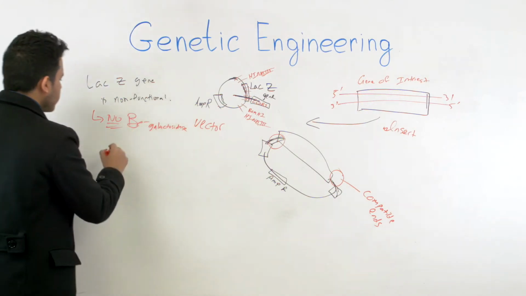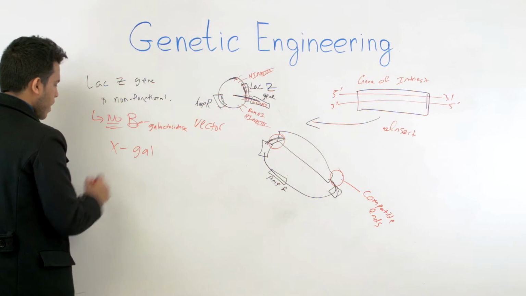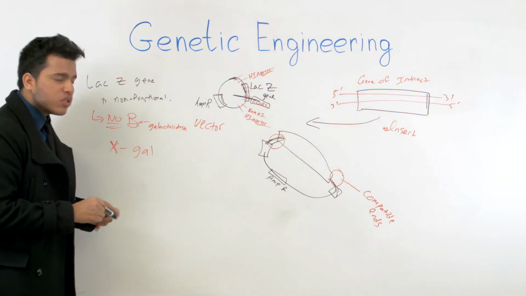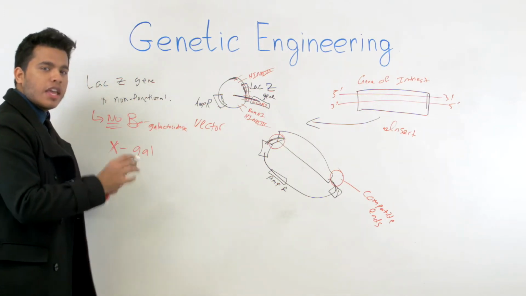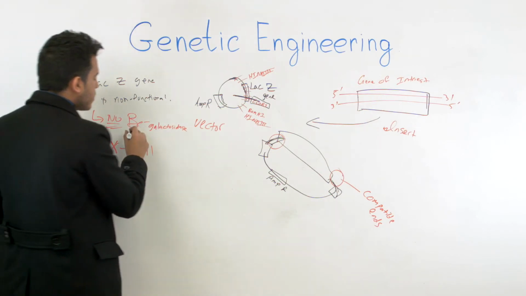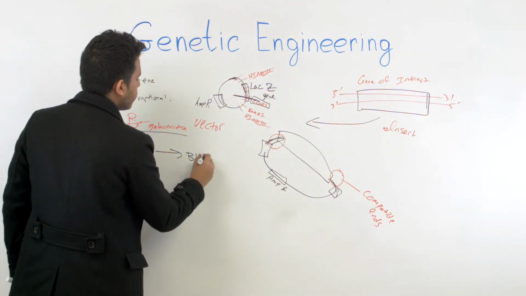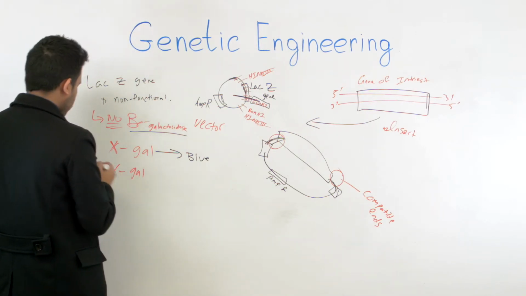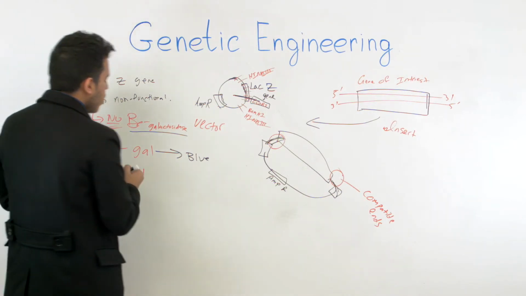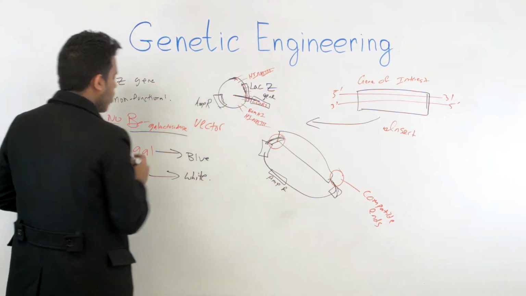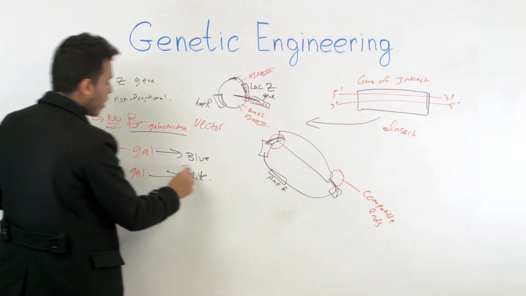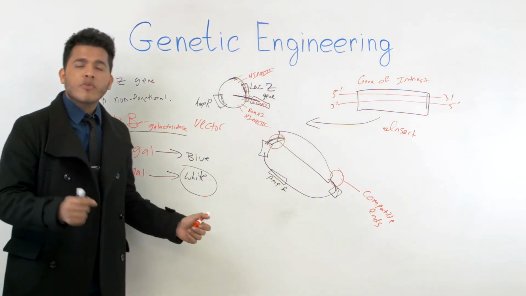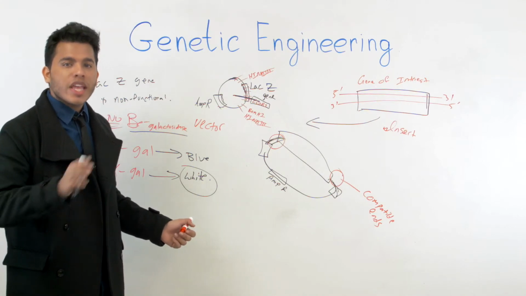And there's actually a test done by introducing a molecule called XGAL. If XGAL, when it's introduced, is hydrolyzed by beta-galactosidase, the colonies turn blue. However, if the XGAL does not encounter beta-galactosidase, the colonies are white. What do you think you want? You want the white colonies. This is a very good test to run. Your white colonies should have the appropriate integration of your insert into the vector.